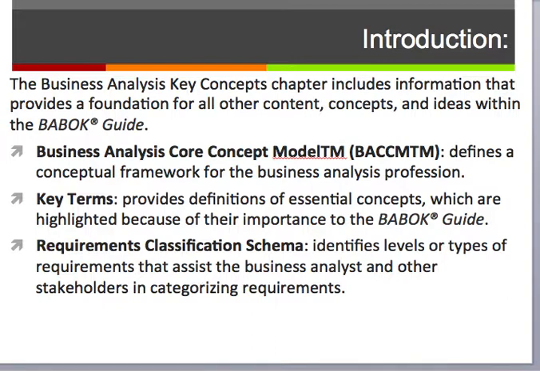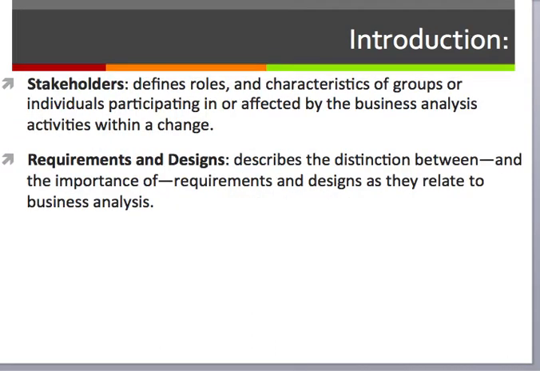Then we have the requirement classification schema. The requirement classification schema identifies the levels or types of requirements that assist the business analyst and other stakeholders in categorizing requirements. Requirements are categorized from high level to detail level. For example, there are business requirements, then stakeholder requirements, and solution requirements. Within the solution, there are functional requirements, non-functional requirements, and then transition requirements. We'll address them as well.